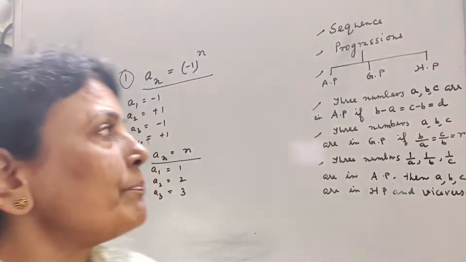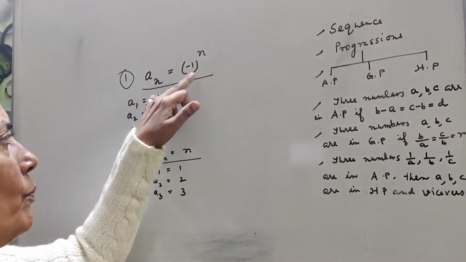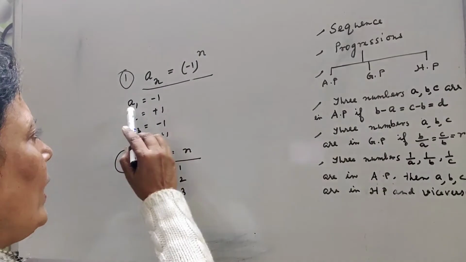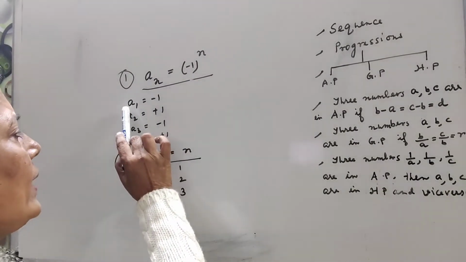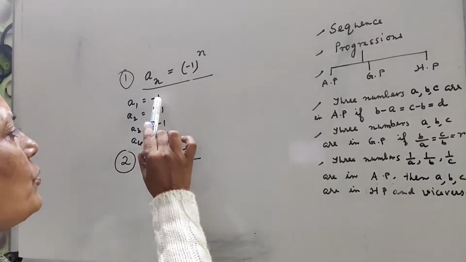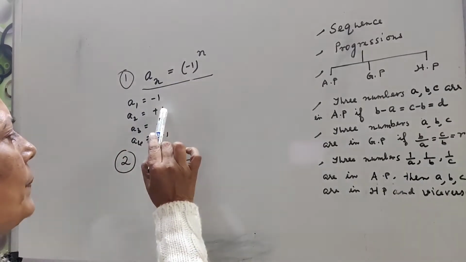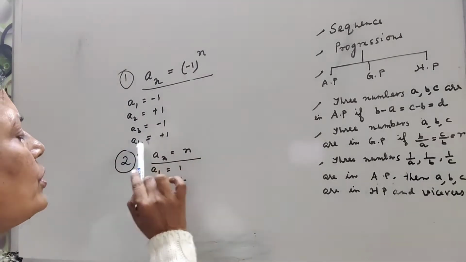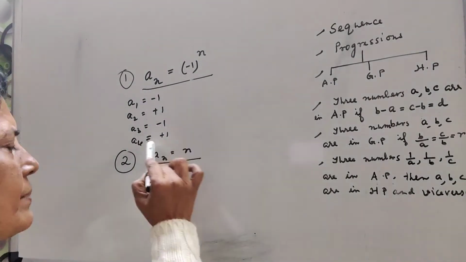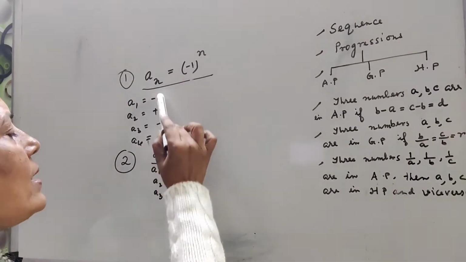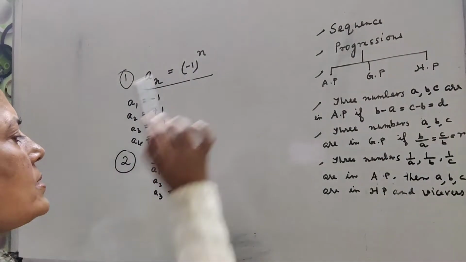Let us take an example: a_n is equal to (-1)^n, where n is a natural number. Putting n equal to 1, the first term is minus 1, the second term plus 1, the third term minus 1, the fourth term plus 1, and so on. So these numbers are repetitive but in a special order. This is called a sequence.